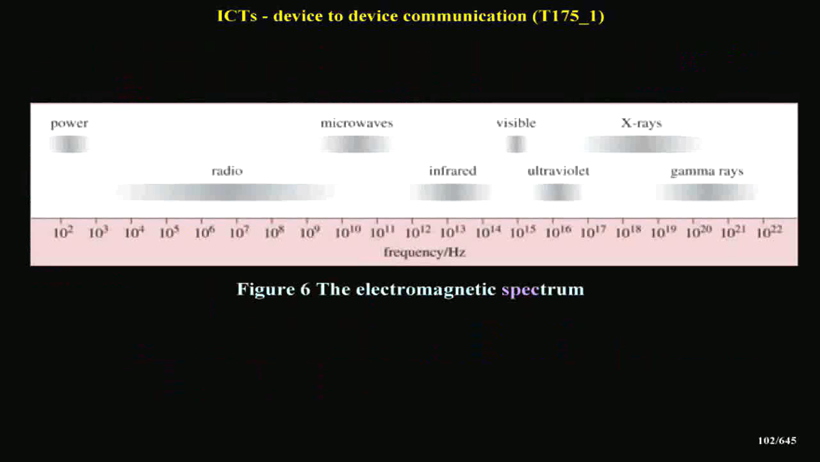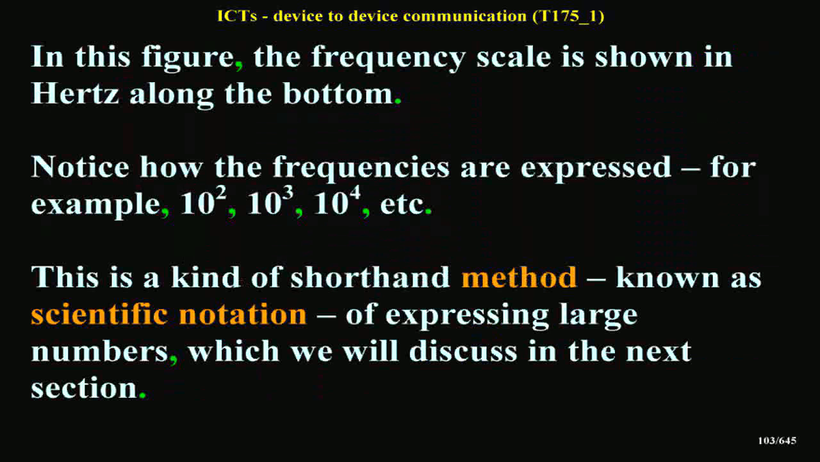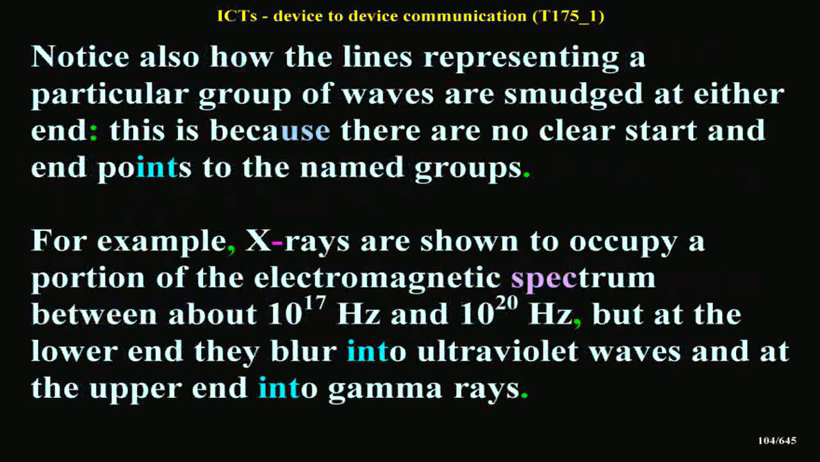Figure 6, the electromagnetic spectrum. In this figure, the frequency scale is shown in hertz along the bottom. Notice how the frequencies are expressed, for example, 10^2, 10^3, 10^4, etc. This is a kind of shorthand method known as scientific notation of expressing large numbers, which we will discuss in the next section. Notice also how the lines representing a particular group of waves are smudged at either end.